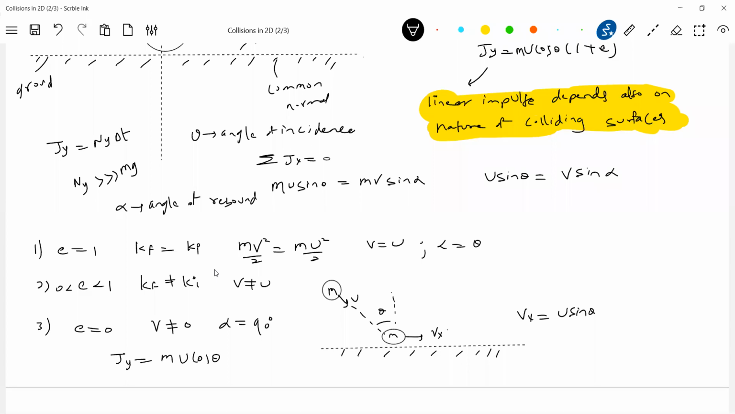Can we calculate the loss in kinetic energy? Yes, we can determine. In one-dimensional collision, e equal to 0, the particles will get stuck. In two-dimensional collision, the particles or bodies need not get stuck. What are the bodies here? There's a ball and there's a ground. Will the ball get stuck to the ground? No, only the Y component will get eliminated. You have to be very careful about this condition.